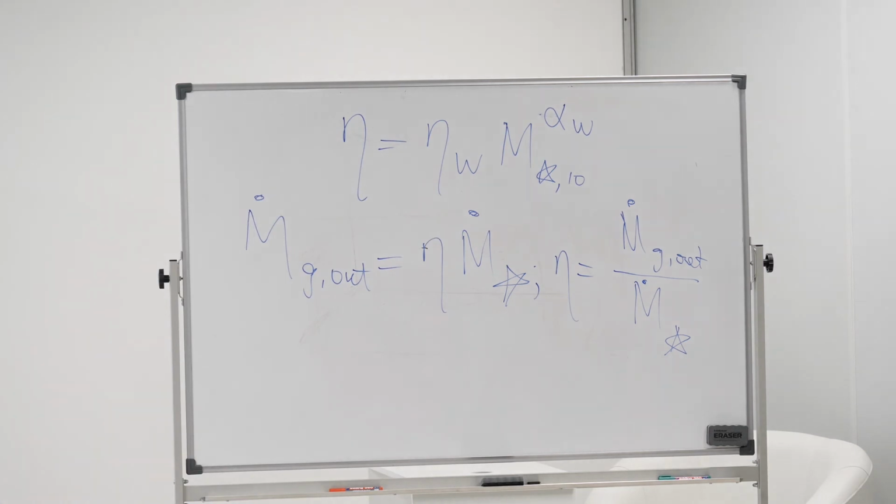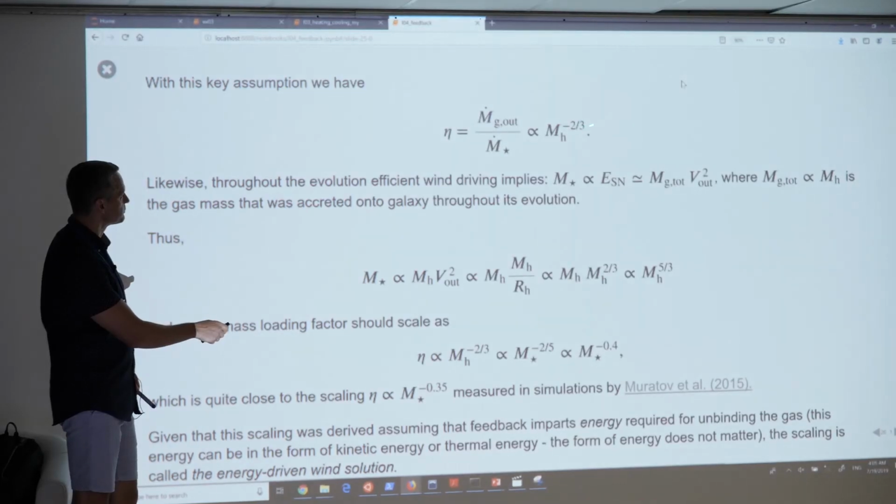So I can take this mg out and just write eta, replace it with eta m star dot. So it'll be eta m star dot here, and this is proportional to m star dot. So m star dot will be on the left hand side, there'll be m star dot on the right hand side with eta, and m star dot will cancel out, which means that eta is proportional to the halo mass to the power of -2/3. So this is what's written here. So eta is predicted to be -2/3 power.